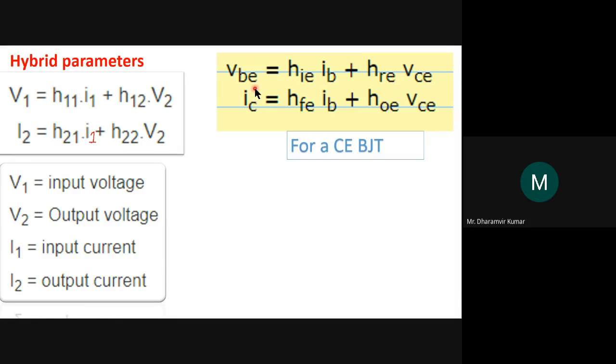Look at the second subscript. This is HIE, where E is for common emitter. HRE, E is for common emitter. Then HOE. Now this H11 is called HIE here, H12 is called HRE, H21 is called HFE, and H22 is called HOE. So let us see what is the significance of these symbols, these subscripts I, R, F, and O.